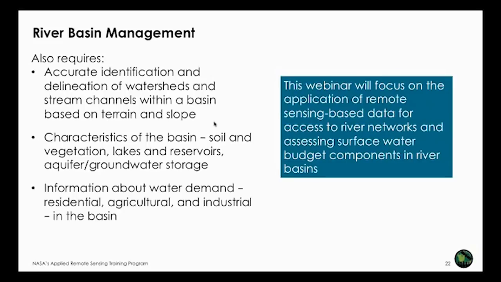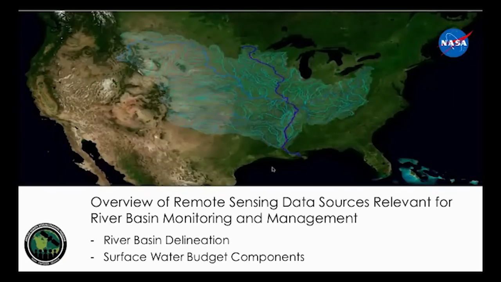In this webinar, we'll focus on application of remote sensing-based data for access to river networks and assessing surface water budget components. So basically, we will talk about how to delineate a watershed and then talk about how to estimate water budget components on surface level to estimate water budget in river basin. So we'll start with overview of remote sensing data sources relevant for river basin monitoring and management. So first we will talk about river basin delineation. Then we will go on talking about surface water budget components.